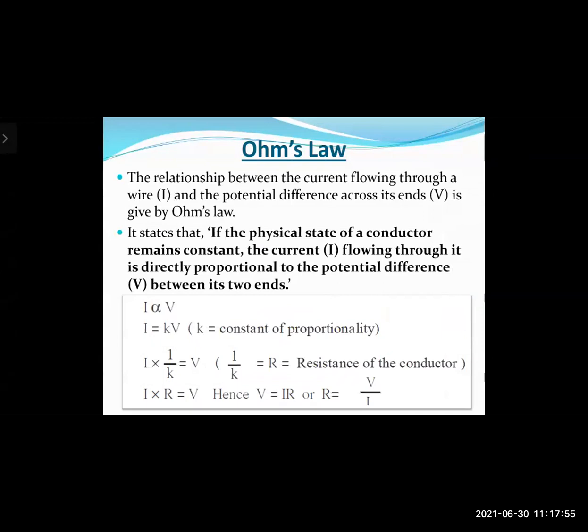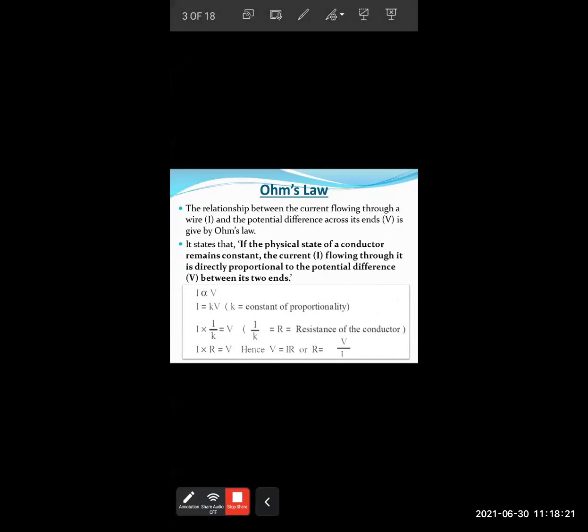The relationship between the current flowing through a wire, that is I, and the potential difference across its ends, V, is given by Ohm's law. Ohm's law gives you the relation between the current I and the voltage V. So what does the statement say? If the physical state of a conductor remains constant, the current flowing through it is directly proportional to the potential difference between its two ends.